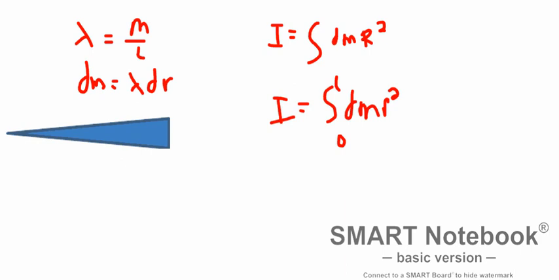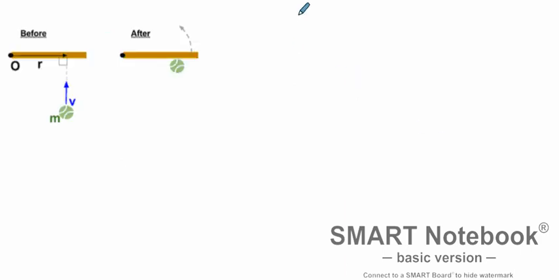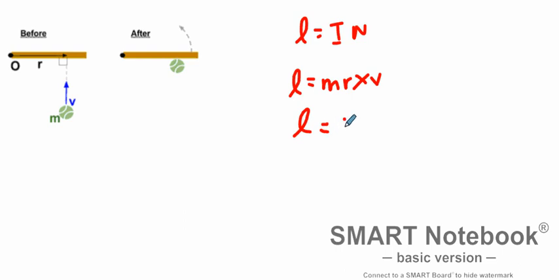Now, from that, we do have an equation for angular momentum: L equals I omega. So moment of inertia multiplied by angular velocity. But remember, L is also equal to m r cross v. In other words, L equals m times r times v, and of course times sine of theta. Theta, most of the time for us, is going to be 90 degrees.